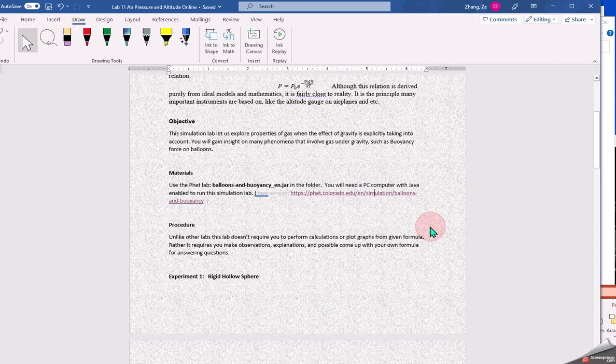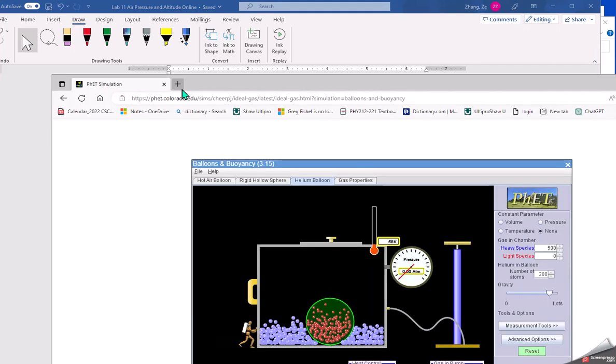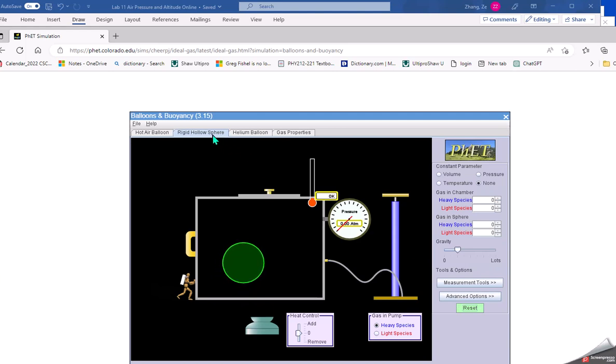So now that's what we are going to experiment here. So for the air, the same relation, okay? Same relation. So you have to have lighter, but it still has to have some volume. So now let's go back to this lab. First lab with the rigid hollow sphere. First, we will click this rigid hollow sphere and then do the experiment.